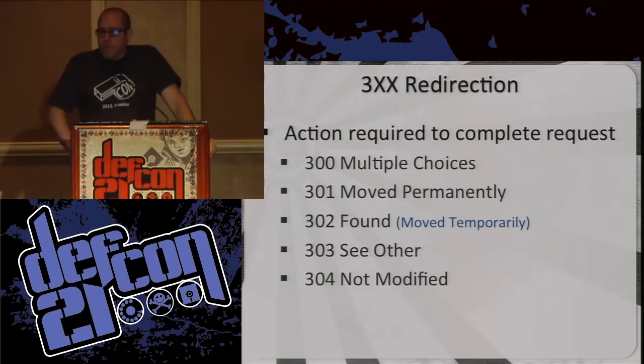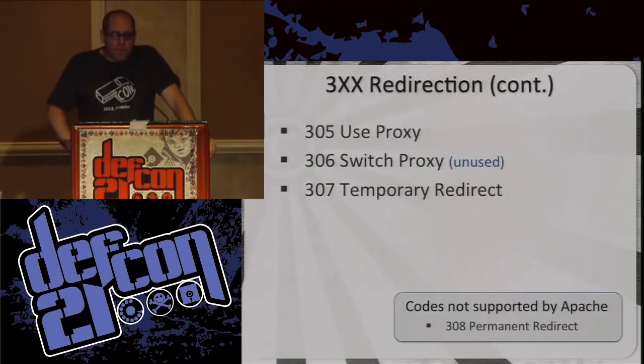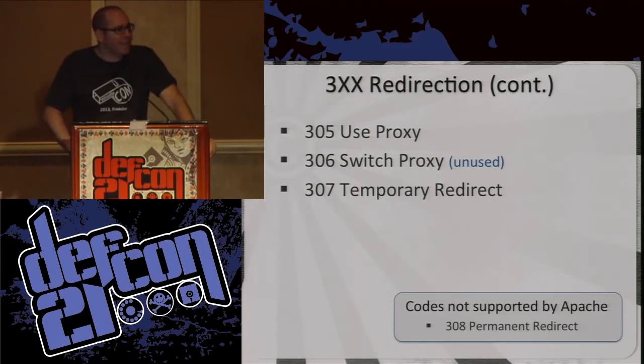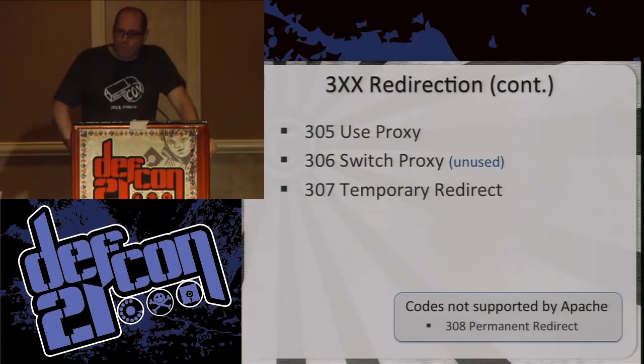304 not modified as well is something you see quite a lot if you're looking at the way data flows backwards and forwards. You also get some weird stuff that isn't used anymore, like switch proxy. That sounds like fun. Use proxy is also interesting. If you return a proxy setting in the location header, it says, oh, you should use this proxy for your communications. I'm sure no one would use that for malicious purposes in any way.